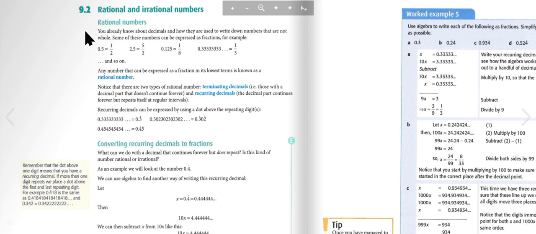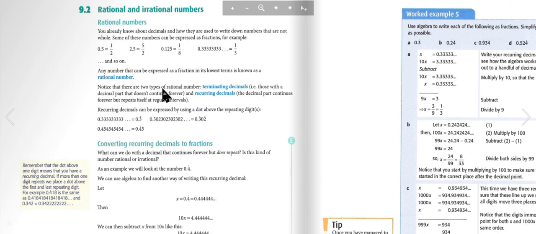Rational numbers. You already know about decimals and how they are used to write down numbers that are not whole. Some of these numbers can be expressed as fractions. For example, 0.5, which is a half, 2.5, which is 5 halves, 0.125, which is 1/8, and 0.33333, which if we keep repeating forever, is a third, and so on. Any number that can be expressed as a fraction in its lowest terms is known as a rational number.